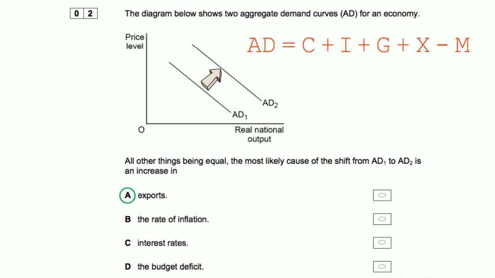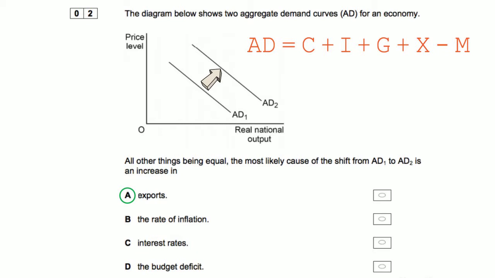The final option is D, and this is an increase in the budget deficit. We can work out a government's budget by doing its taxation revenues minus its expenditure. If this figure is positive, it means the government is running a budget surplus. If this figure is negative, it means that they're running a deficit. If there was to be an increase in the budget deficit, it would mean that the government is either gaining less taxation revenue or they are spending more. If the government is spending more, it would result in an increase in G, and this would cause the aggregate demand curve to shift outwards from AD1 to AD2.